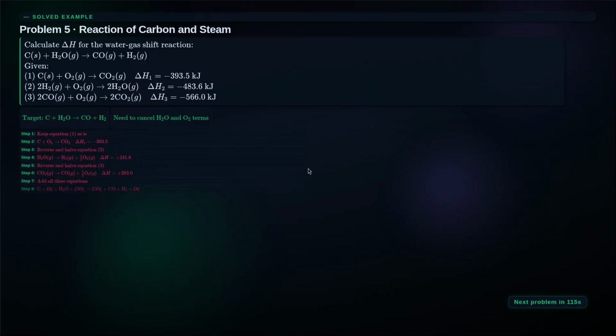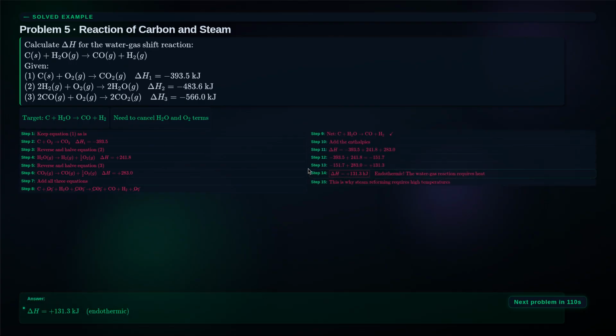Problem 5. The water-gas shift reaction. Calculate delta H for carbon solid plus water vapor producing carbon monoxide and hydrogen gas. Given equation 1, carbon plus O2 produces CO2, delta H equals negative 393.5 kilojoules. Equation 2, 2H2 plus O2 produces 2H2O, delta H equals negative 483.6. Equation 3, 2CO plus O2 produces 2CO2, delta H equals negative 566.0.